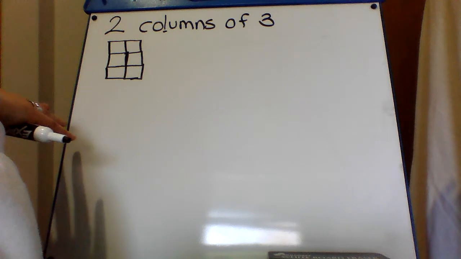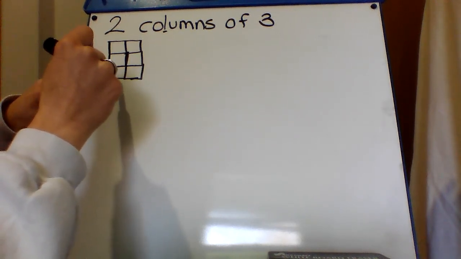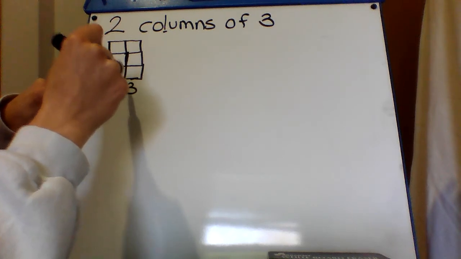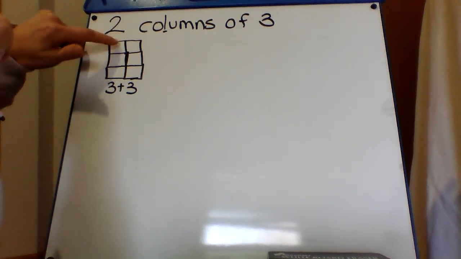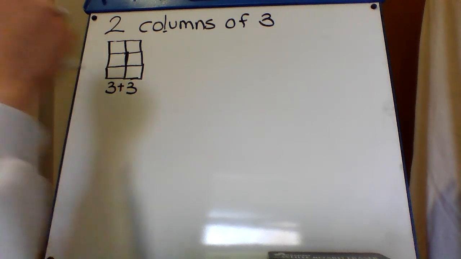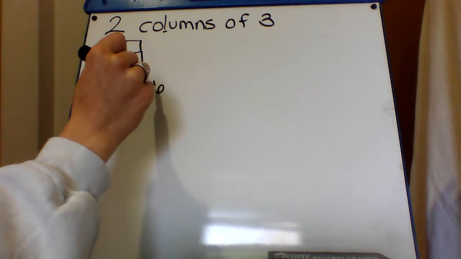So your repeated addition sentence for this would be, you have 3 plus another 3. And I just do that by looking at how many tiles or how many squares are in my columns. And 3 plus 3 equals 6.